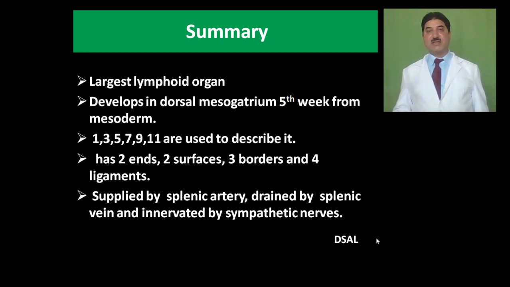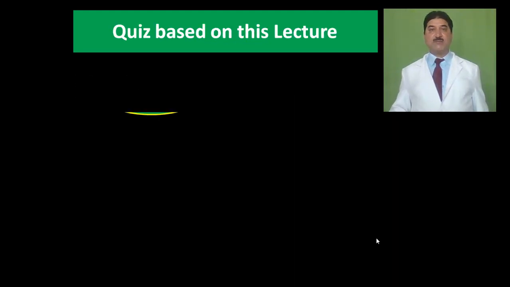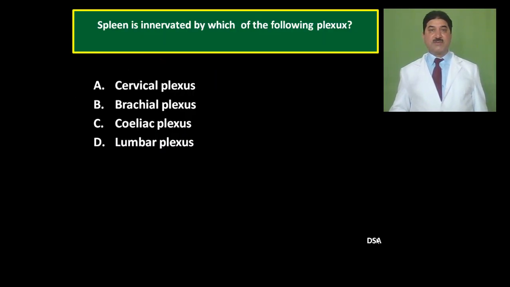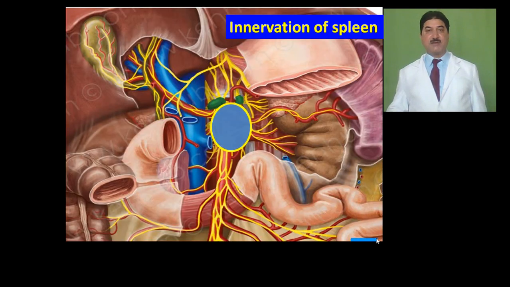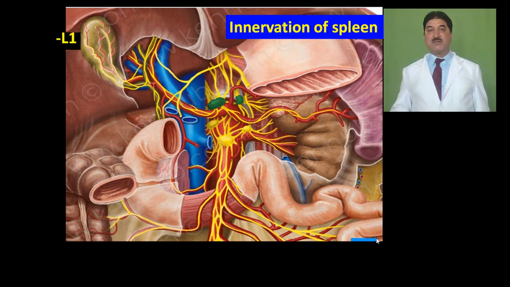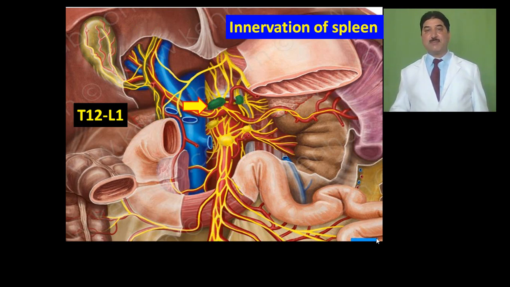Now let us go for a quiz based on this lecture. Spleen is innervated by which of the following plexus? Cervical, brachial, celiac, lumbar. C is correct option. As shown in this diagram, celiac plexus is formed by the sympathetic fibers which originate from T12 and L1 segments of the spinal cord. These sympathetic fibers pass along the splenic artery and are distributed to the spleen through its branches, which enter at the hilum.